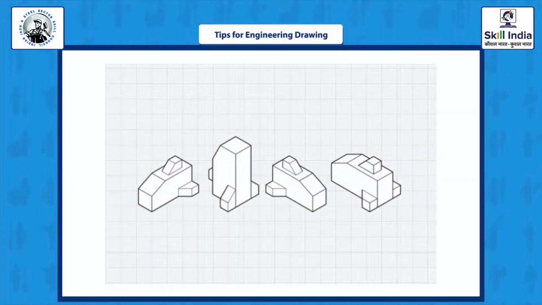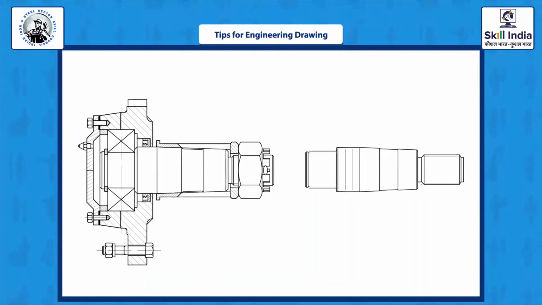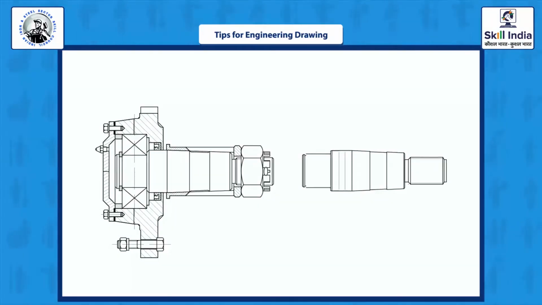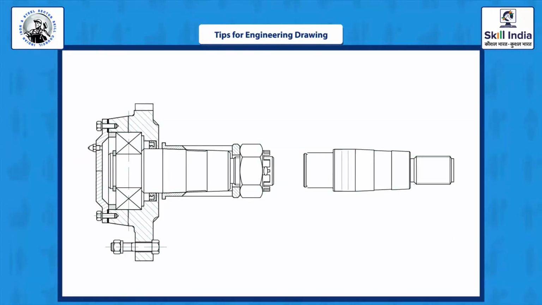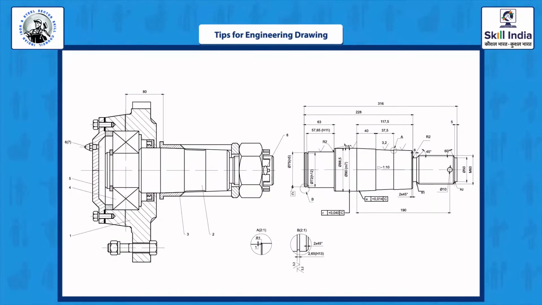Visualize the object in your mind. Determine views and size to show the object clearly and on the correct scale. Always locate the inside lines of the object. Take one edge as a reference to assess the proportionate length of alternate edges.